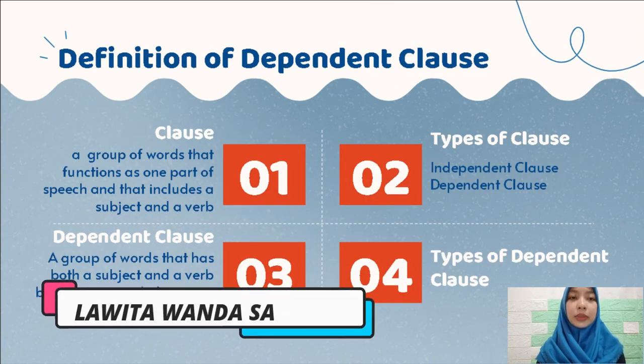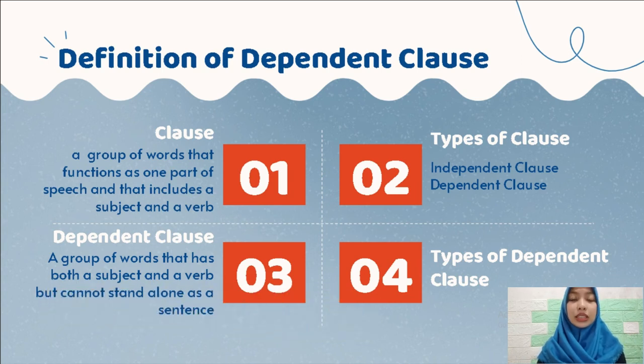Before we discuss about dependent clause, we will talk about clause first. What is a clause? A clause is a group of words that function as one part of speech and that includes a subject and a verb. There are two types of clause, independent clause and dependent clause. So what is dependent clause?